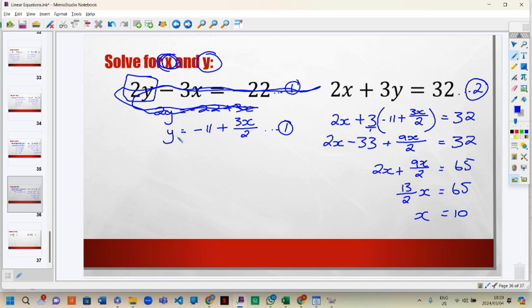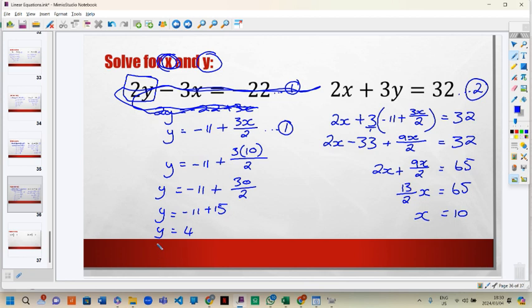So what can I do with y? How can I find y? Y is equal to, I'm just going to substitute the x in. So we've got negative 11 plus 3 times 10 over 2, which is 30 over 2. And what is 30 divided by 2? It's 15. And we've got 15 minus 11, or negative 11 plus 15, which is just 4.